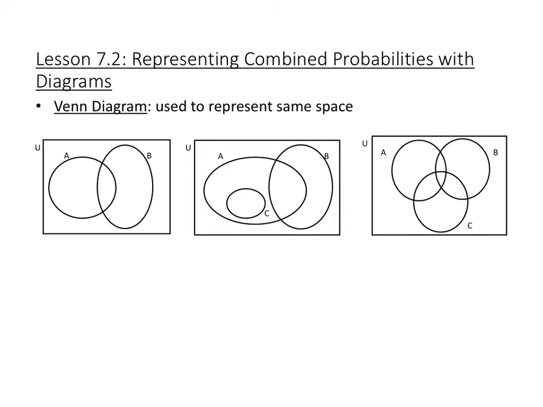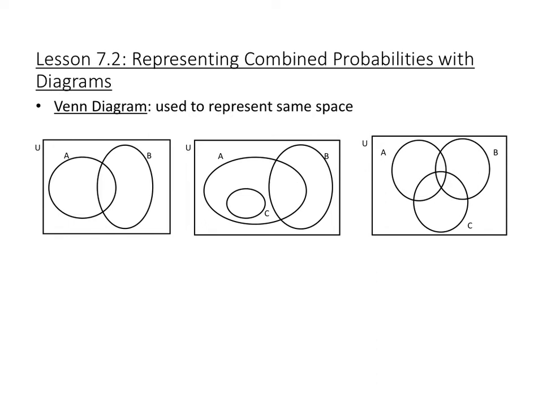Lesson 7.2 is representing combined probabilities with diagrams. So we're going to be looking at representing sample spaces and specific events using different types of diagrams. The first one we're going to look at is Venn diagrams, which is something that you've probably used in your English and social science classes to compare and contrast things.